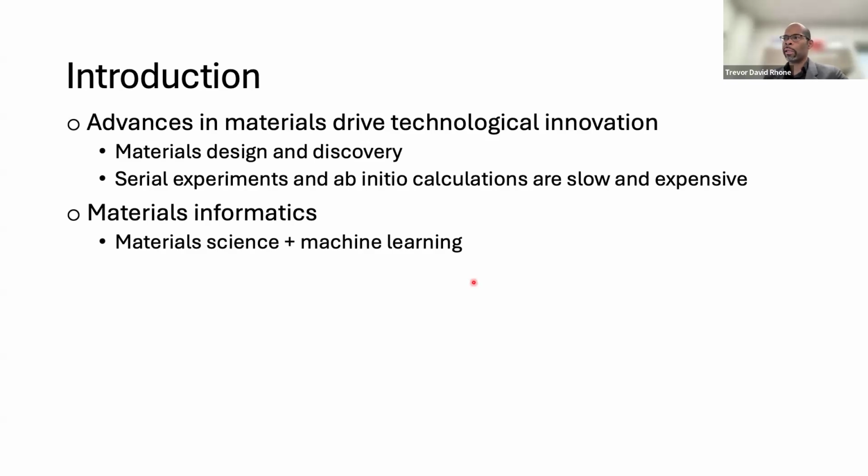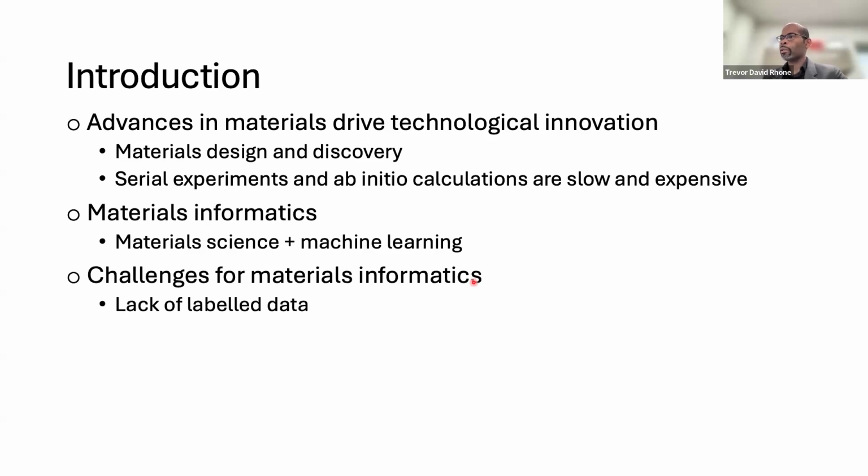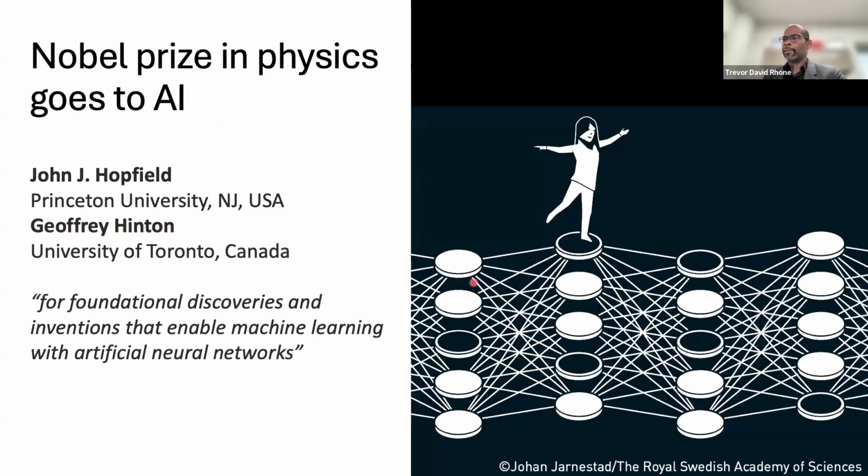Although it existed for some time, it's only really become mainstream in the past 5 to 10 years or so. Of course, it's still an active area of research, and there are still some challenges for materials informatics. One of those challenges, which we'll focus on today, is this lack of labeled data. And I'll describe what that means in a bit when we get into some more details.